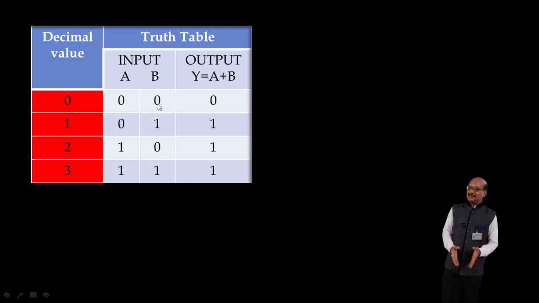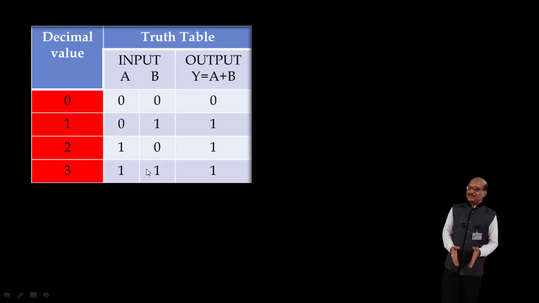And these 4 possibilities are nothing but the 4 decimal numbers 0, 1, 2 and 3. 0 in binary number system is represented as 0, 0. 1 in binary number system is represented as 0, 1. 2 in binary number system is represented as 1, 0, and 3 in binary number system is represented as 1, 1. So in this way, if we have two inputs A and B, the number of possibilities in truth table as input are 4.